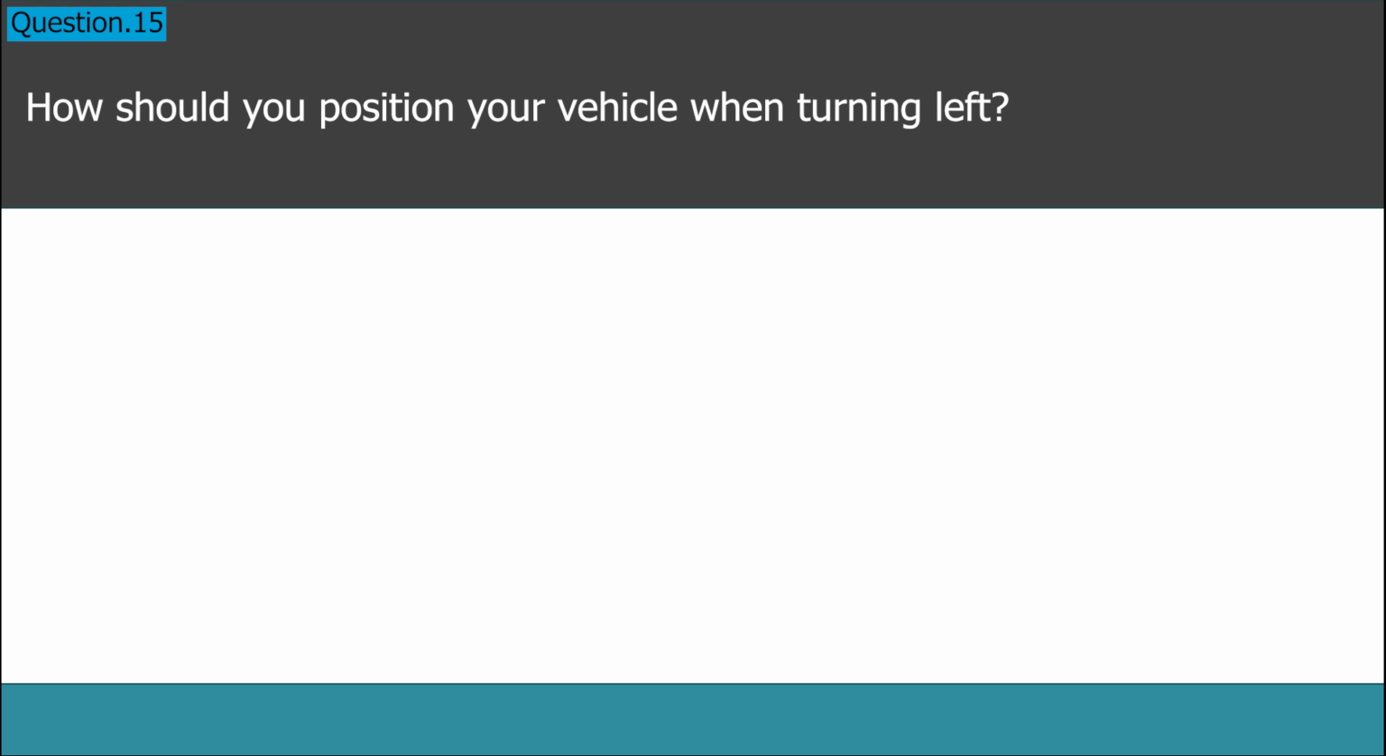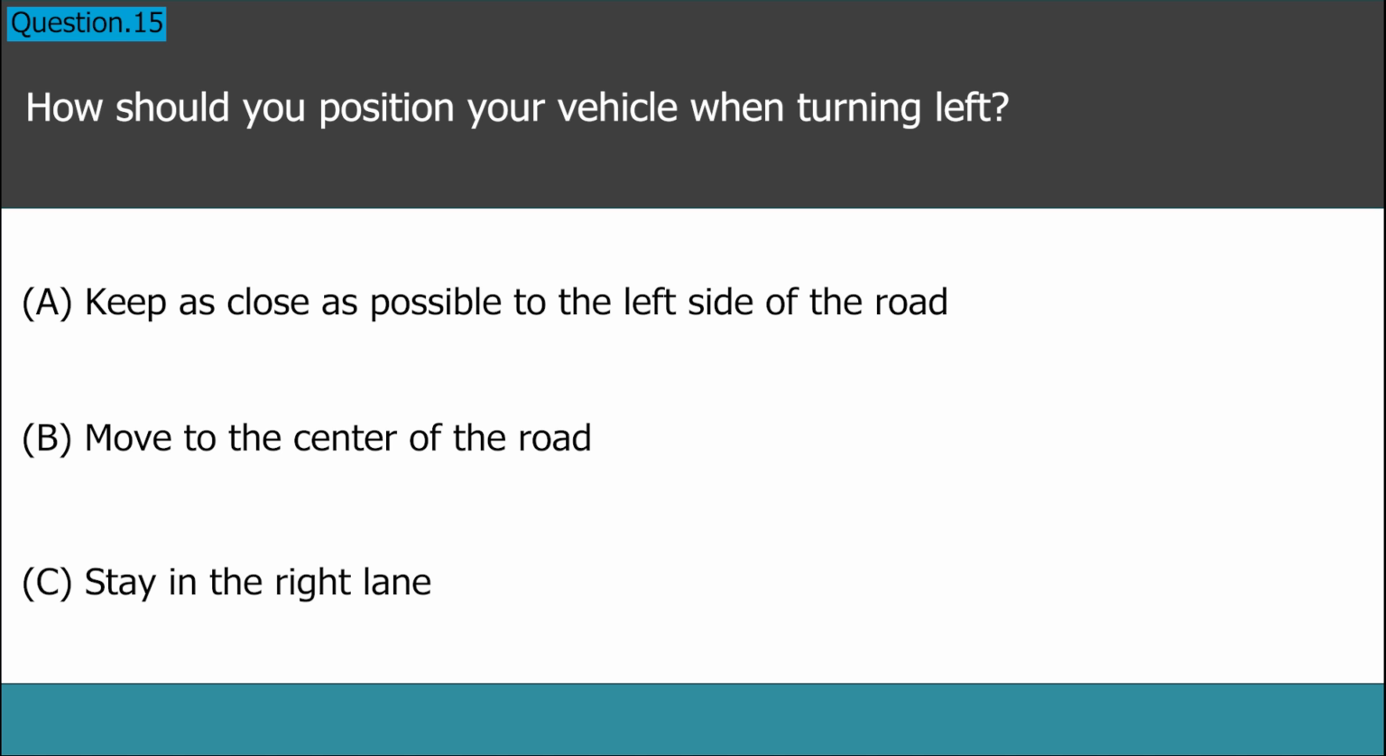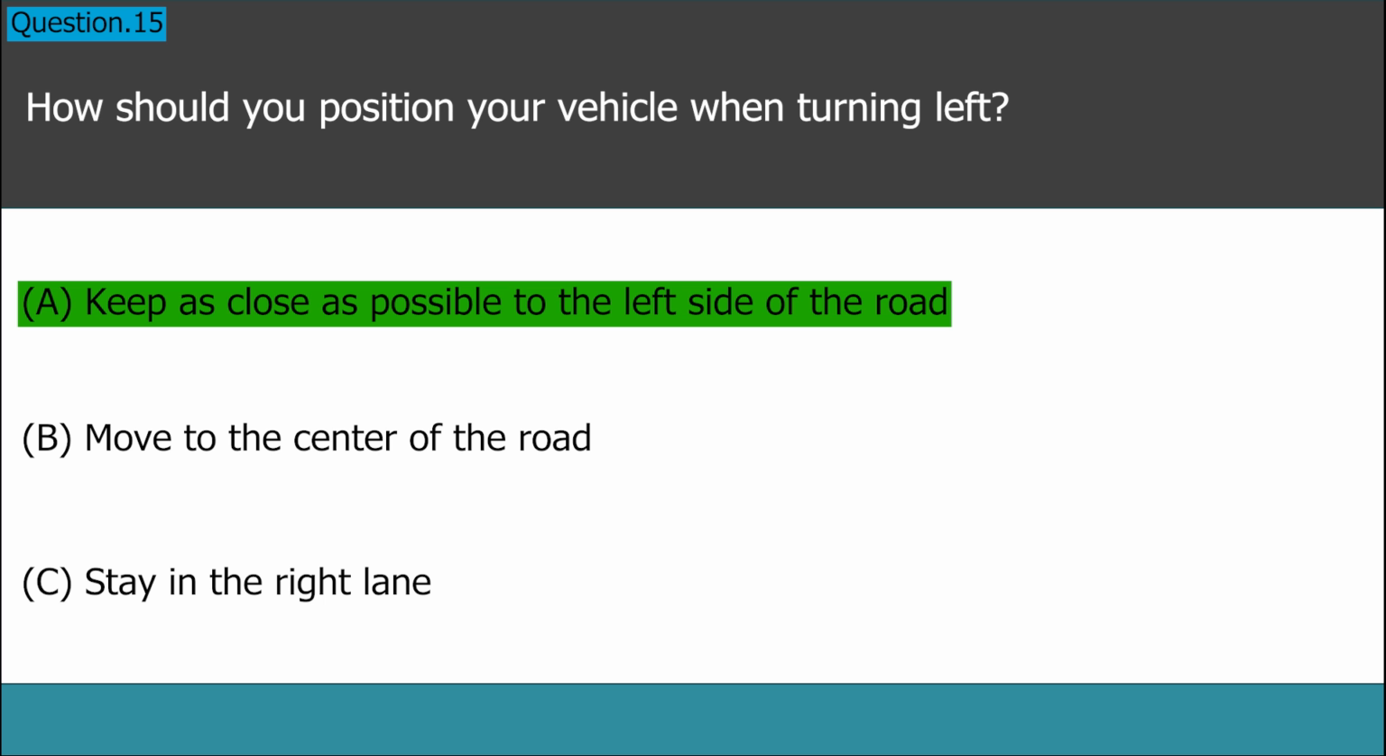How should you position your vehicle when turning left? A. Keep as close as possible to the left side of the road. B. Move to the center of the road. C. Stay in the right lane. Answer: A. Keep as close as possible to the left side of the road.